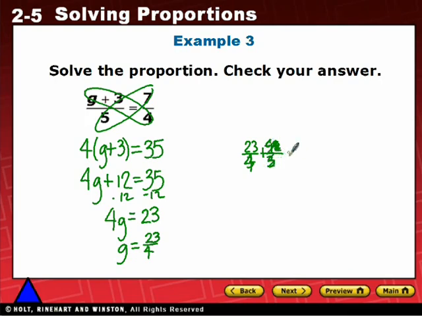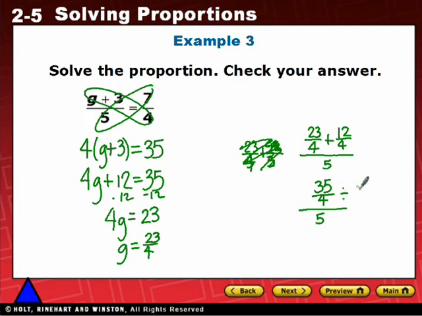All right. Okay, I'm backing up here. Let's start all over with the check. So I have g is 23 fourths plus 3, which is 12 fourths, all over 5. So that's 35 fourths, okay, divided by 5. And if I'm going to divide it by 5, I could write it like this instead. And I'm going to multiply by 1/5 to multiply the fractions, and cancel. And sure enough, I get 7 fourths, which is what's on the other side. So I am right. It's just an awful fraction answer of 23 over 4.